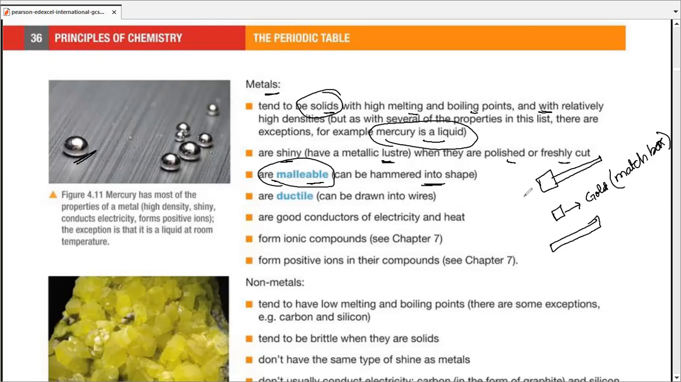When it comes to ductility, you can take again a piece and pull or stretch the piece in two separate directions. I would rather use the word stretch to explain it better, and it is converted into a very thin, small wire like this. This property is known as ductility. We can draw them into wires, we can stretch them into wires.